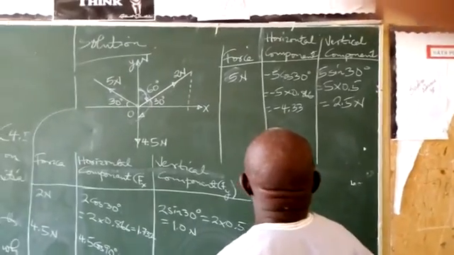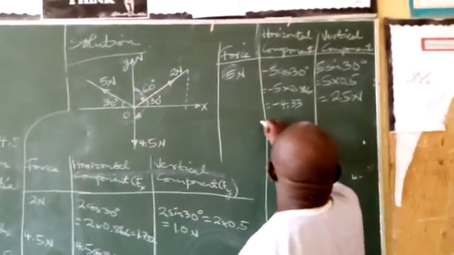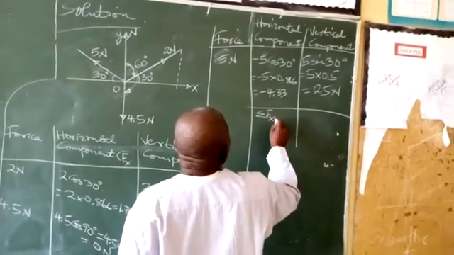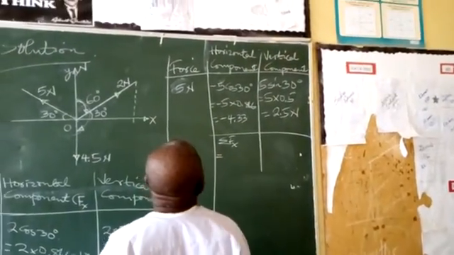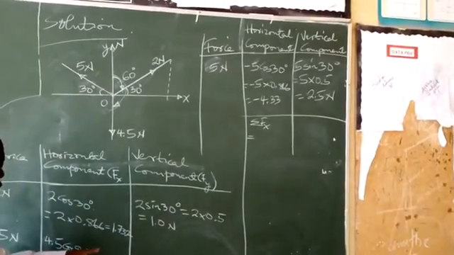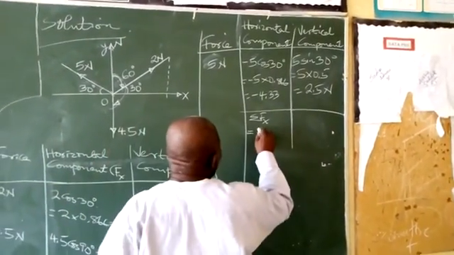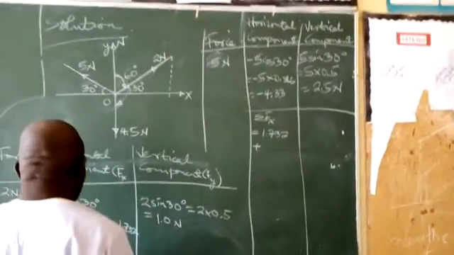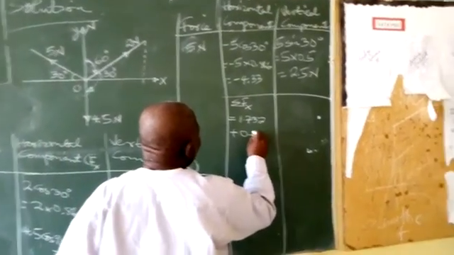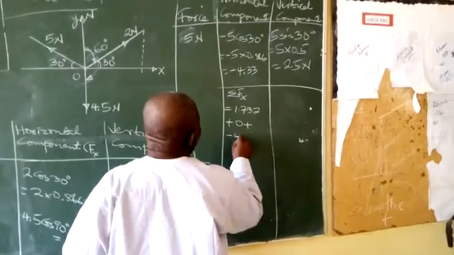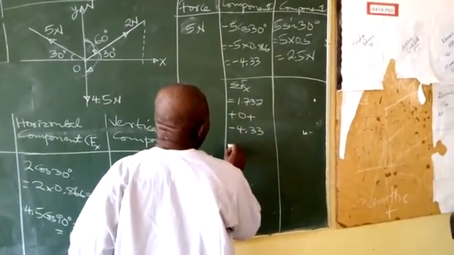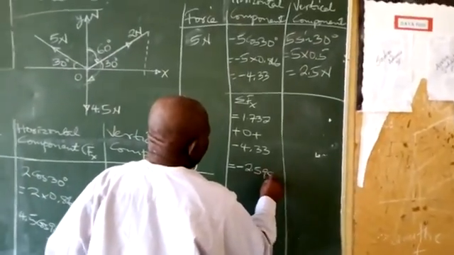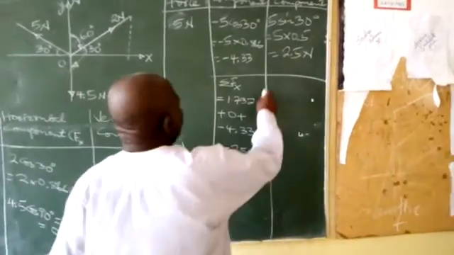Then, summation now. Summation F sub x is equal to 1.732 plus 0 plus minus 4.33. So the answer is minus 2.598 Newton.